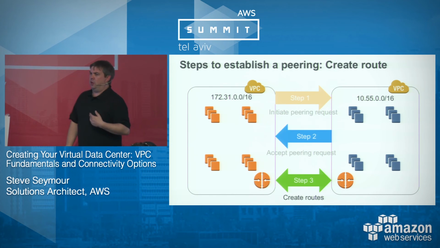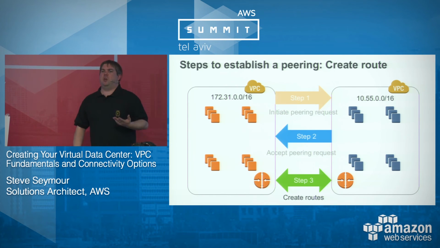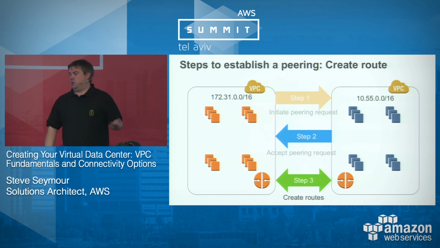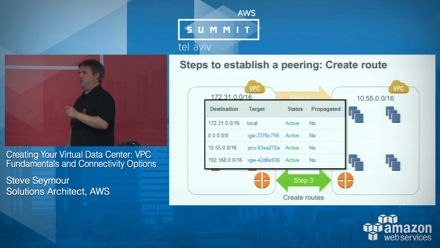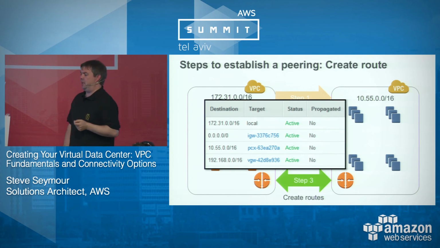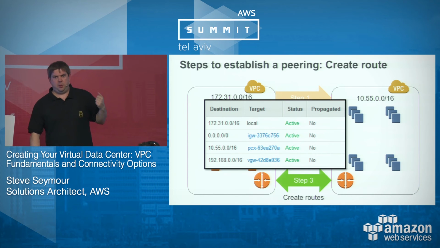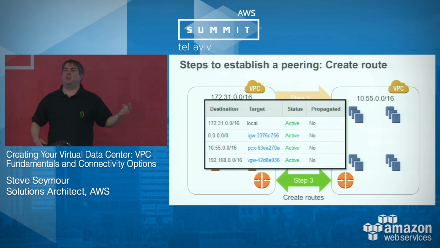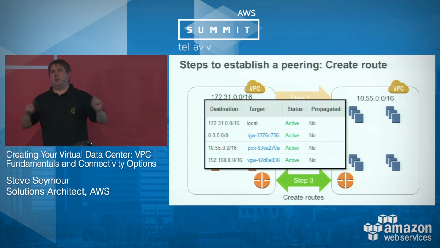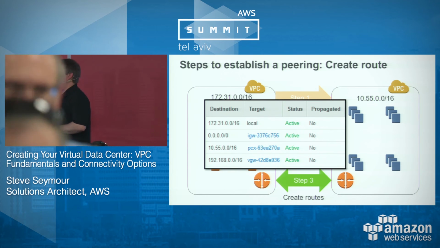So here we are, we have our route tables at the bottom. We need to create an entry that says, to get to 10.55 from my 172.31, the target is the peering connection. Now you can see on here it's the third one down. It says the target is PCX dash and an identifier. That's a peering connection. And we need to do that on both sides of the VPC peering to be able to route traffic in both directions.